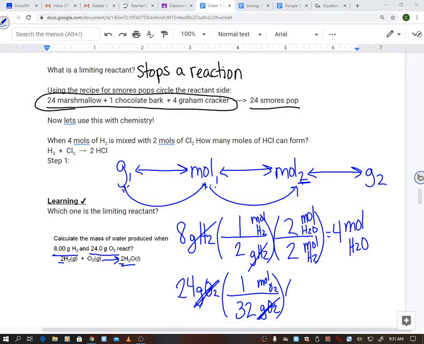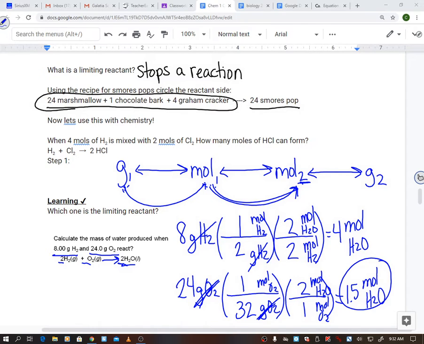All right, now I've got to switch over to my moles of oxygen. Going from moles of 1, now I'm going to switch over to my water, my product. And I'm going to use the equation when I'm in a mole to mole. So for 1 mole of oxygen, I have 2 of water. So 24 divided by 32 times 2 gives me 1.5 moles of H2O. Now this is how much I will make. That is limiting me. So it says calculate the mass of water produced.